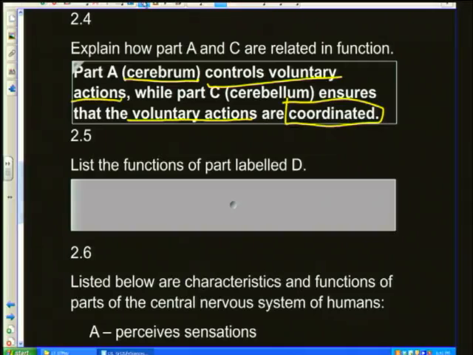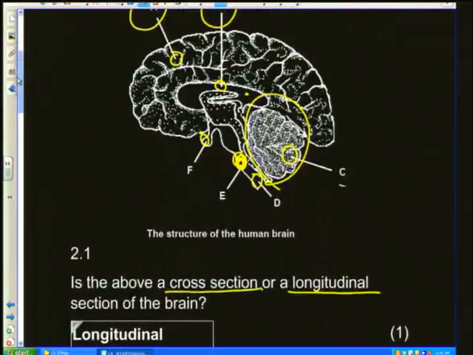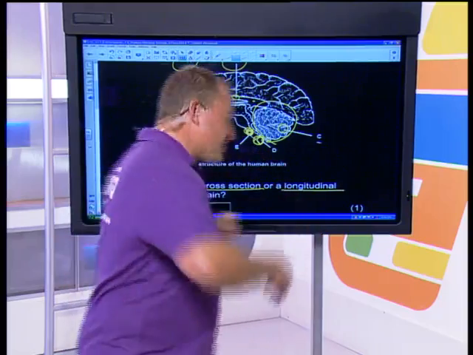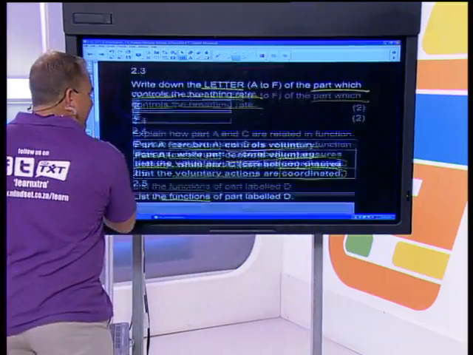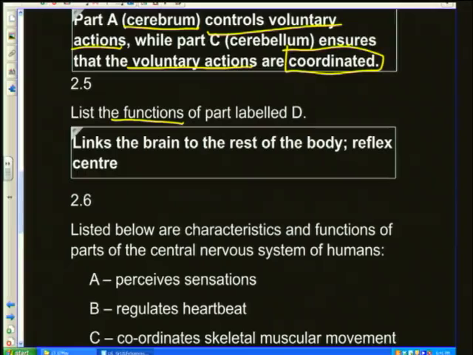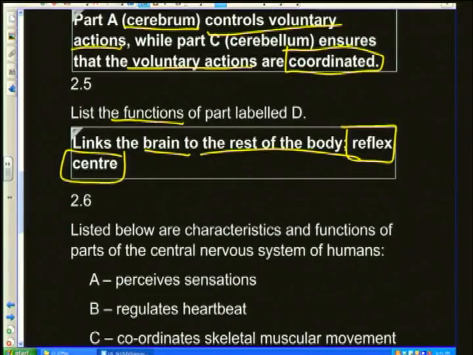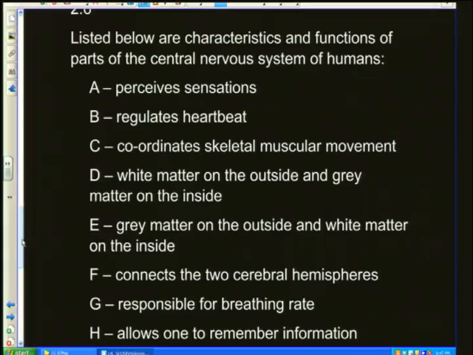Next thing, if I have a look, list the functions of part D. Where's D? Ah, there's D. What is D? Okay, D is very, very important. D is that part that links the brain. Remember, it's at Pond's place, right? It links the brain to the rest of the body, right? And that's where we start getting the thing called the reflex center. Okay, it's the reflex center. It's the last place. The reflex stops there to go somewhere. A list below, right? Below, we'll still get there, right?